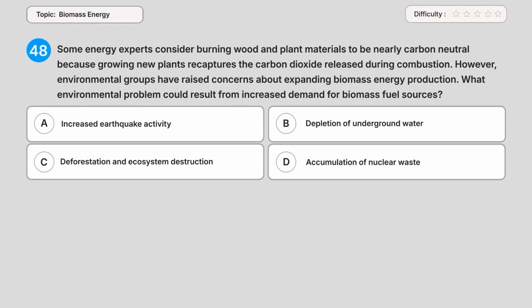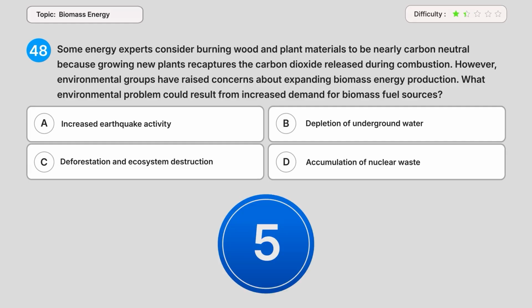48. Some energy experts consider burning wood and plant materials to be nearly carbon neutral because growing new plants recaptures the carbon dioxide released during combustion. However, environmental groups have raised concerns about expanding biomass energy production. What environmental problem could result from increased demand for biomass fuel sources? A. Increased earthquake activity. B. Depletion of underground water. C. Deforestation and ecosystem destruction. D. Accumulation of nuclear waste. Do you know the answer?